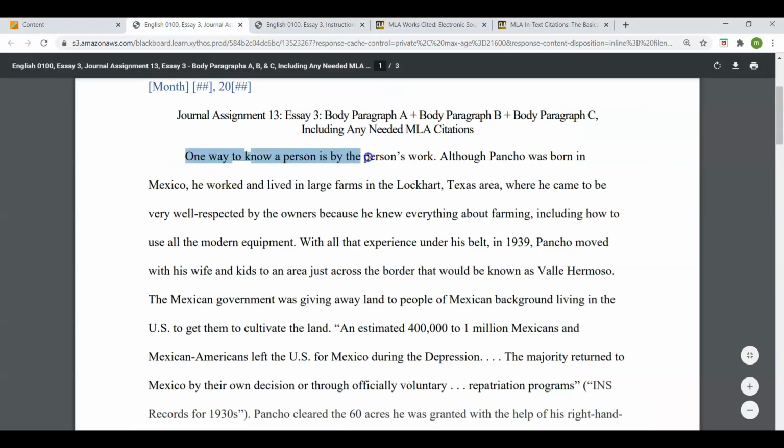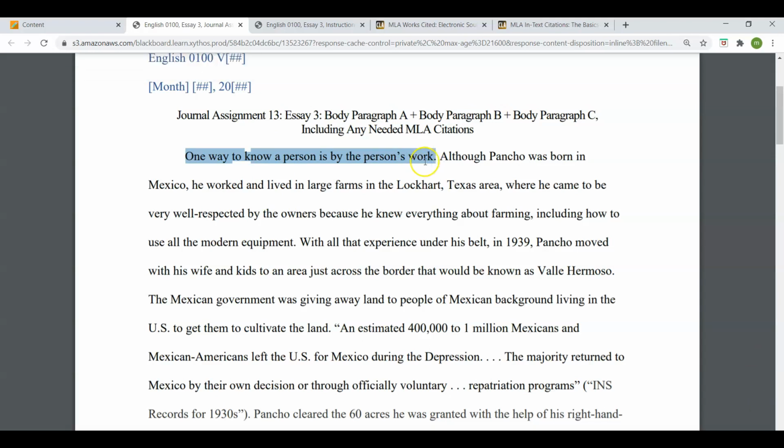One way to know a person is by the person's work. That's my topic sentence. I use the key word, work. This is my paragraph about work. Okay, I'm talking about my great-grandfather, Francisco Mujica, who was known as Pancho. And in this paragraph, I'm focusing on his work, the work that he did throughout his life.